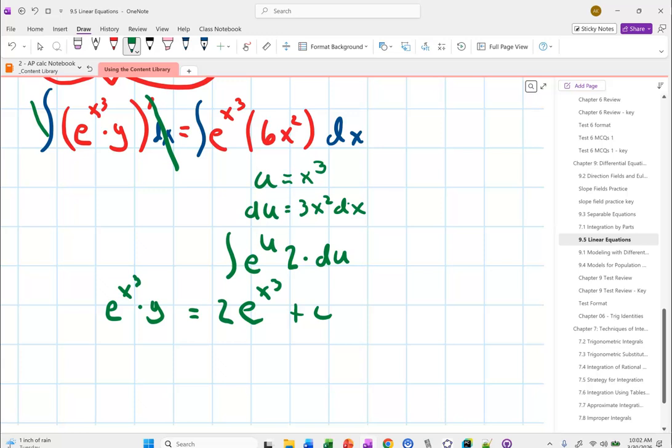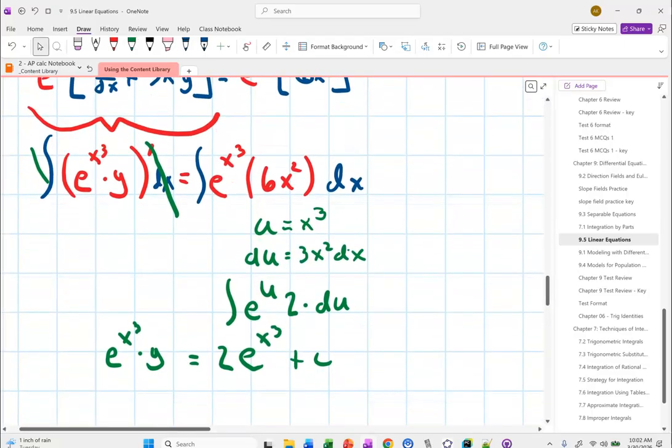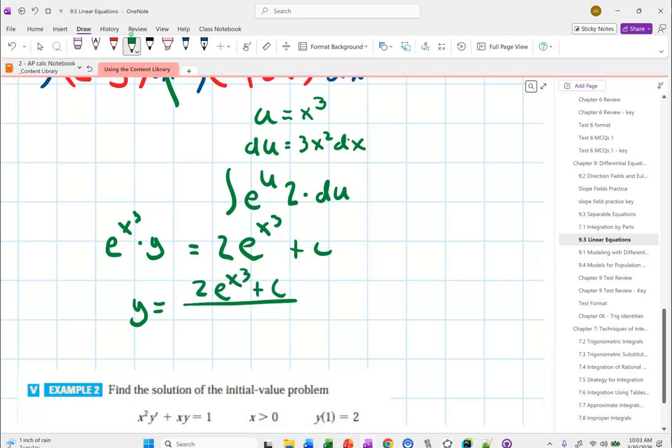Everybody okay? David? For the first part of it, the integral of the derivative times y, how do you get that just cancel out? Because it's the derivative of e to the x cubed times y. So the integral just cancels the derivative. Gotcha. Good. And then to get the y by itself, and we're done, right? You can do some rearrangement here, but for all intents and purposes, that's fine.